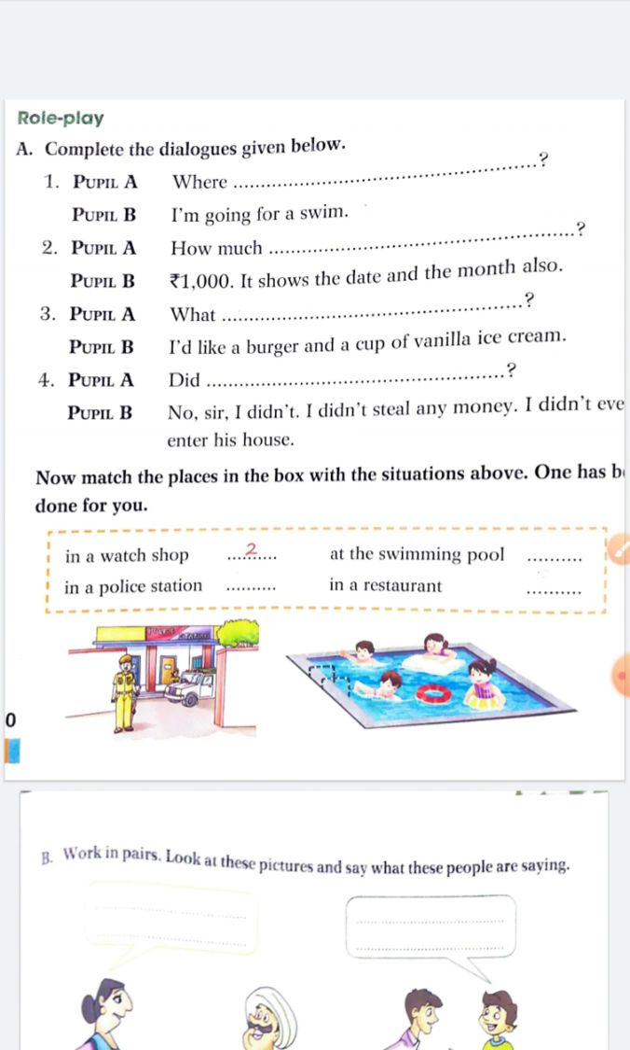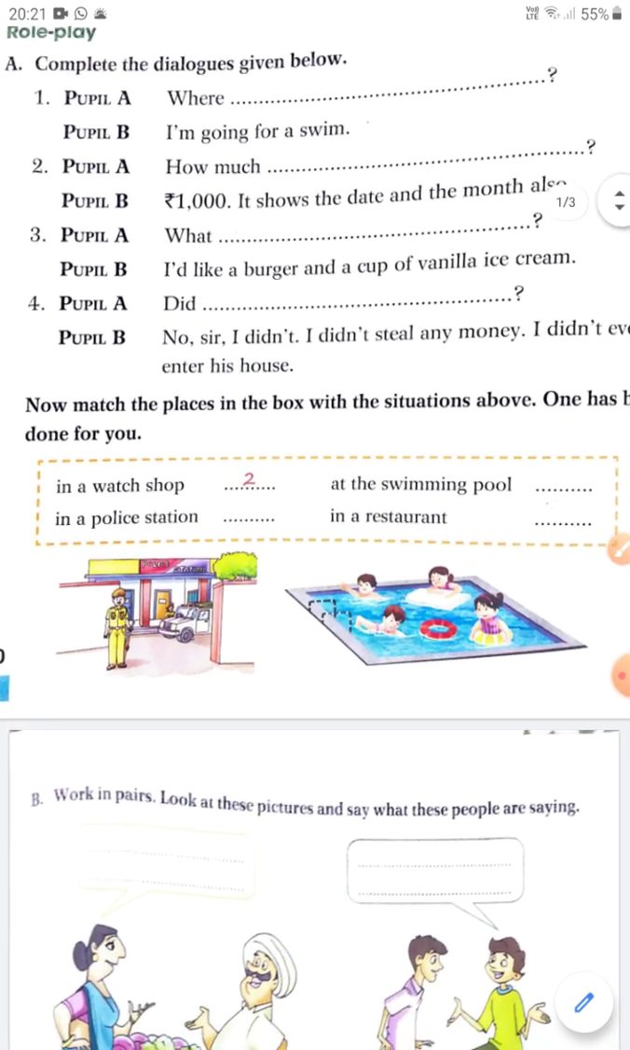At the swimming pool, where do you go for swimming? At a swimming pool. So, which question is there for the swimming pool? Where are you going? I'm going for a swim. This is number 1. In a restaurant, where do you answer things like, I would like to have a burger and a cup of vanilla ice cream? It happens in a restaurant. So, in a restaurant will be number 2. Answers are there. Don't worry about the answers. You know by now.